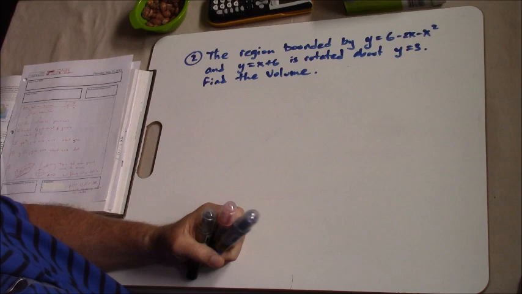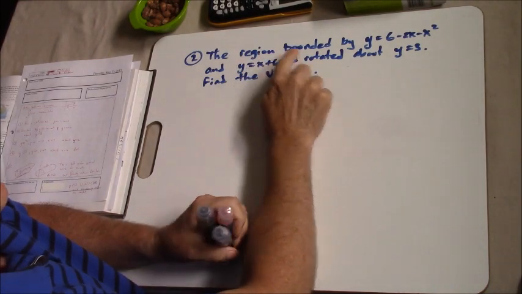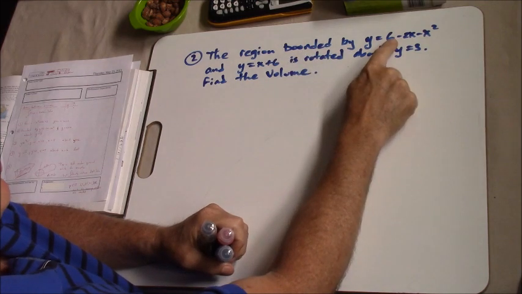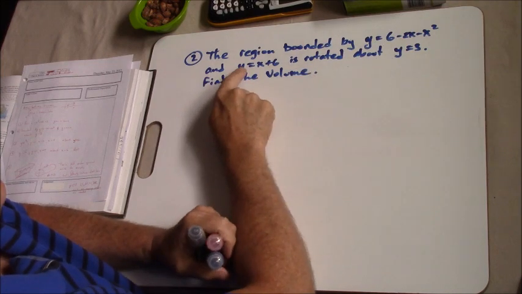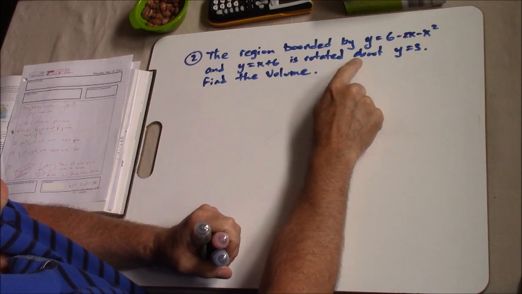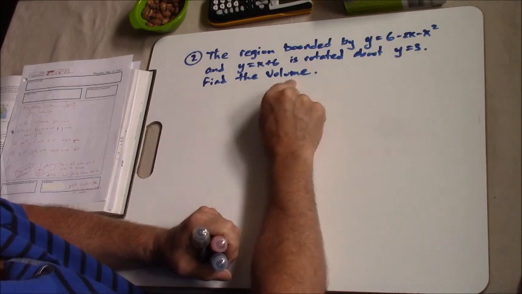All right, so on this problem, we've got a region that's bounded by, so remember that means boundaries, this equation, y equals 6 minus 2x minus x squared, and y equals x plus 6. And this is to be rotated about the line y equals 3. And we want to find the volume.